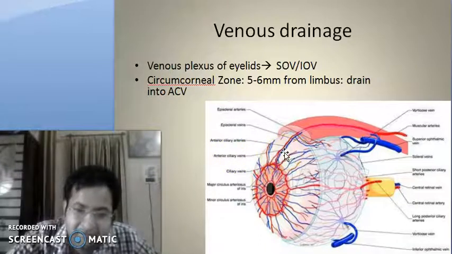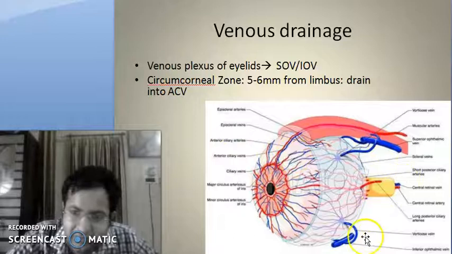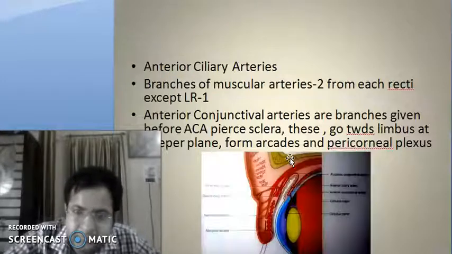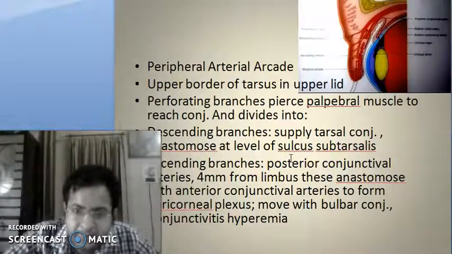So the venous drainage is through the superior ophthalmic vein or the inferior ophthalmic vein and their tributaries of the anterior ciliary veins.